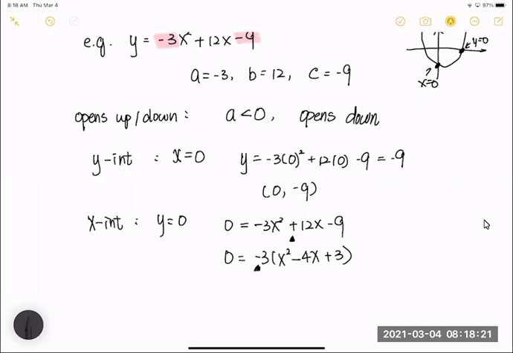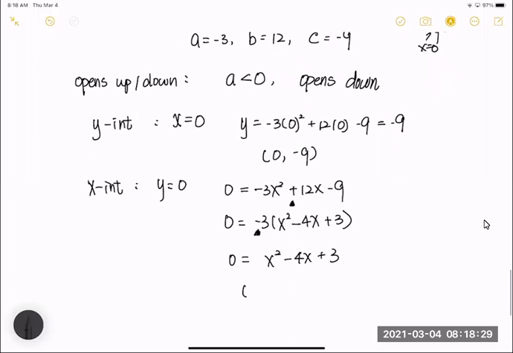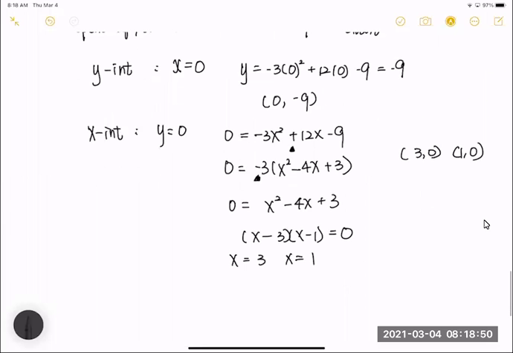And then you divide by negative 3 on both sides, you will have 0 equals x squared minus 4x plus 3. So use the AC method. We have x minus 3 times x minus 1 equals 0. So x equals 3 and x equals 1. So the x-intercepts should be 3, 0, and 1, 0.